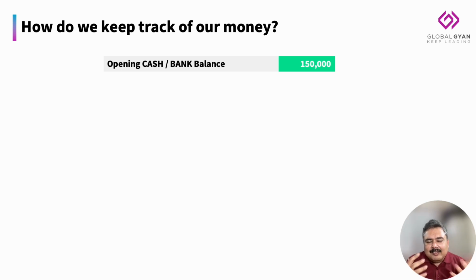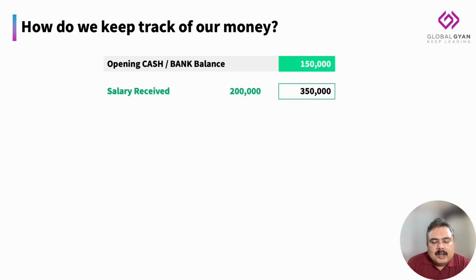So first, let's begin by thinking about how we as individuals keep track of our money. For instance, we may begin a month by looking at our bank statement and saying, okay, I have some money in my bank balance. Let's say it's 150,000. And then at the beginning of the month, you've received your salary for the previous month. So let's just say it's 200,000. So now your bank balance has increased to 350.